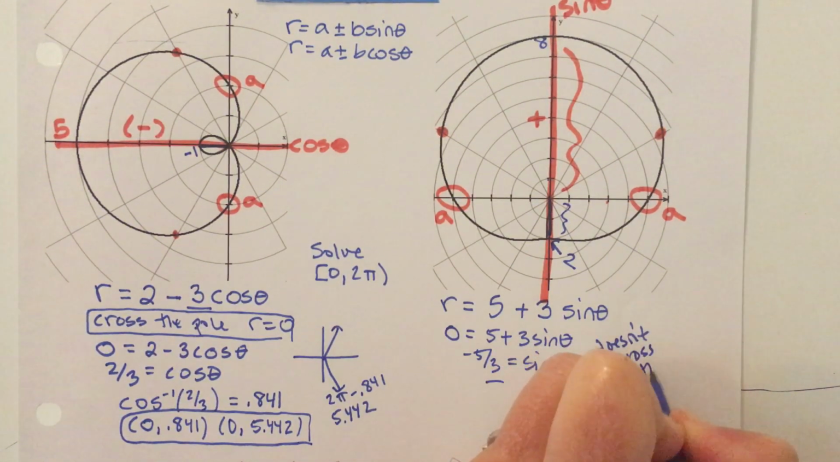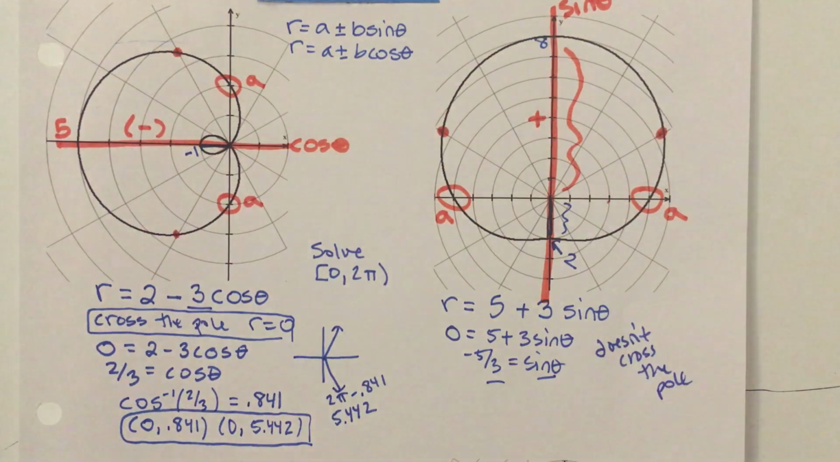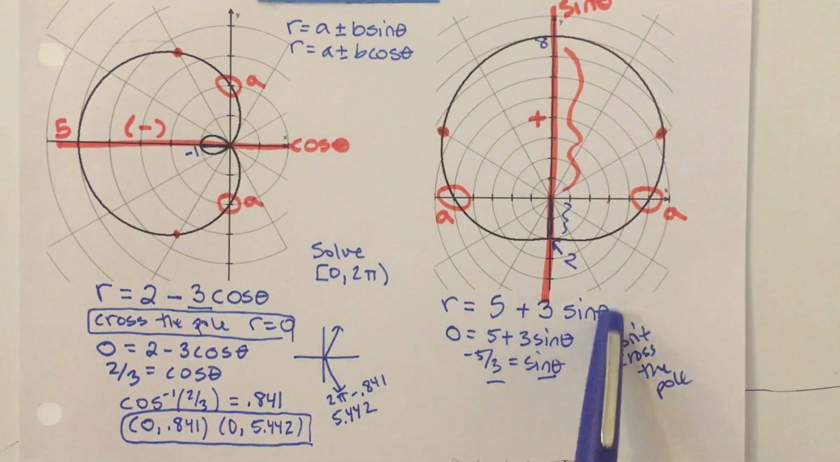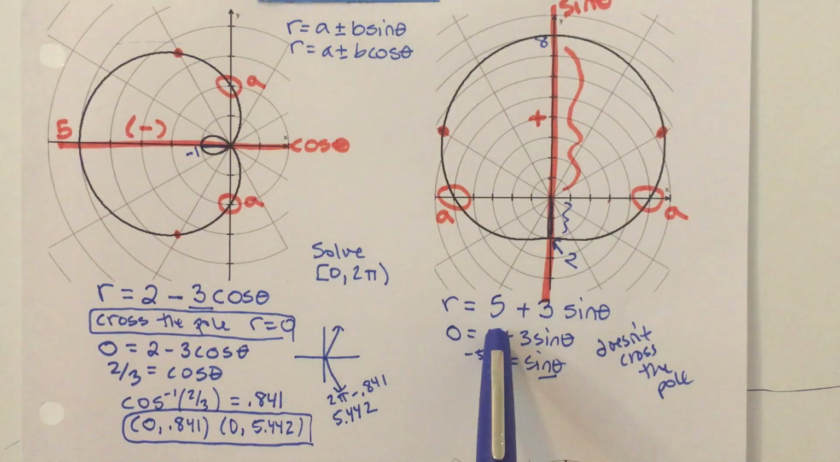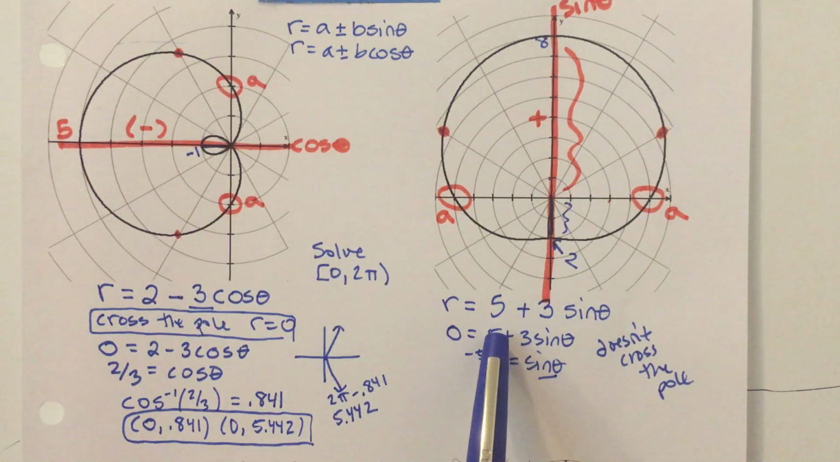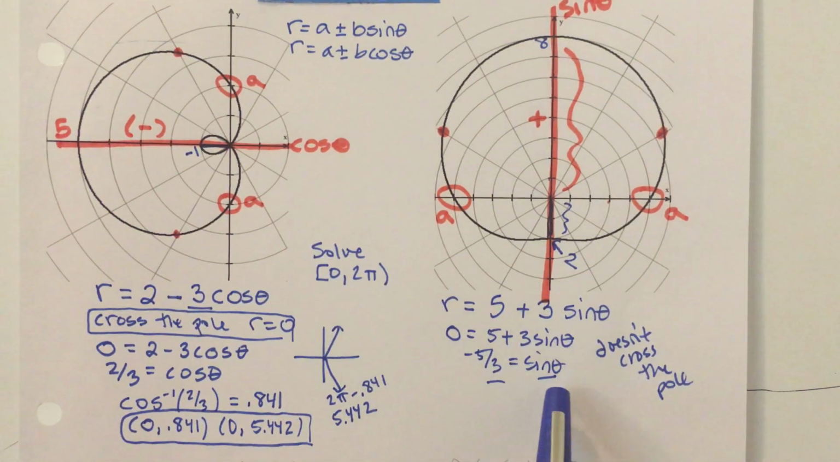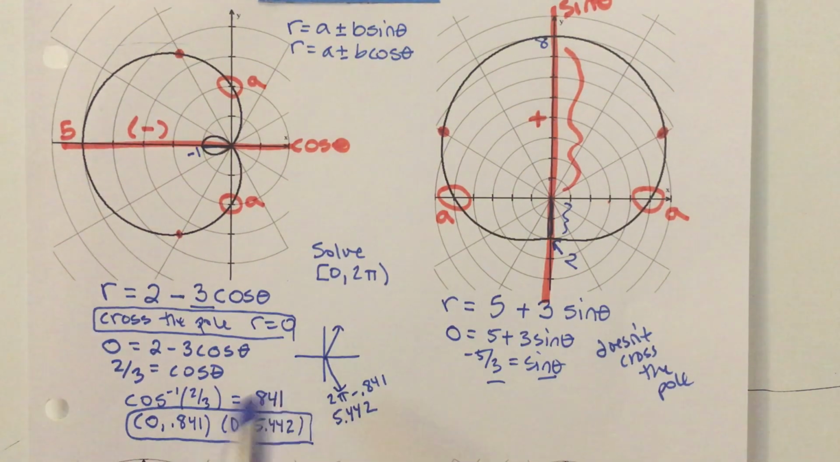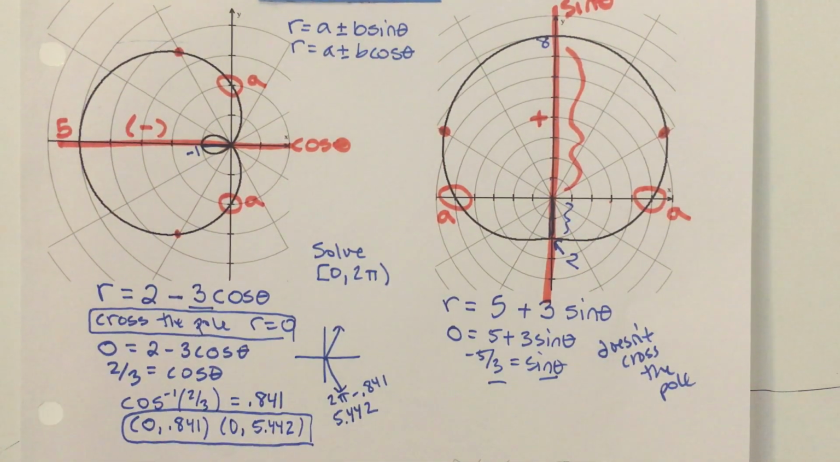It's also a really good way to remember which ones have inner loops. If I give you this problem and ask, does this have an inner loop, and you just can't remember, you could solve it. If it doesn't cross the pole, there's no way it has an inner loop. If it does cross the pole, then it does have an inner loop, okay?